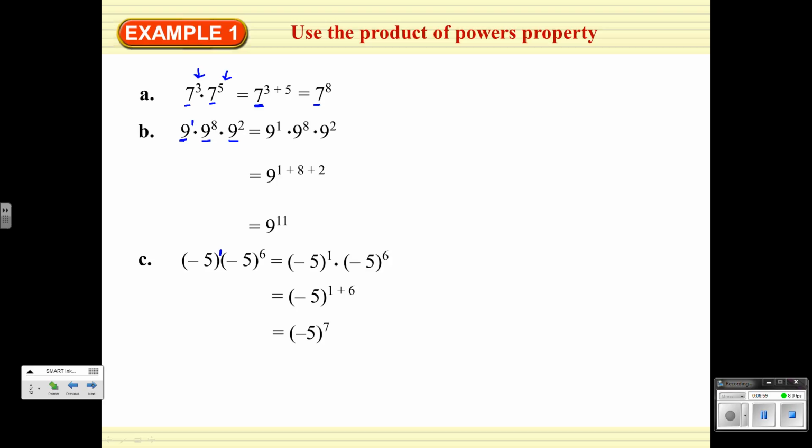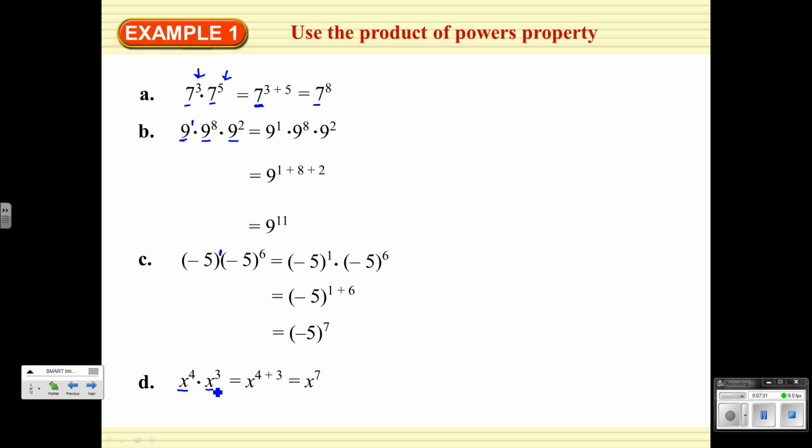Okay? If you have any questions about this, please write them down in your notes, and then you can ask them. Okay, this time my base is a variable, and it's okay. My base can be a number, it can be a variable, but whatever I'm looking at is I have something to an exponent times something else to an exponent, or times that same something to an exponent. Just like here I have 2 7s, or really I have 8 7s. And then I have these 3 9s that have exponents. I have -5s that have exponents.